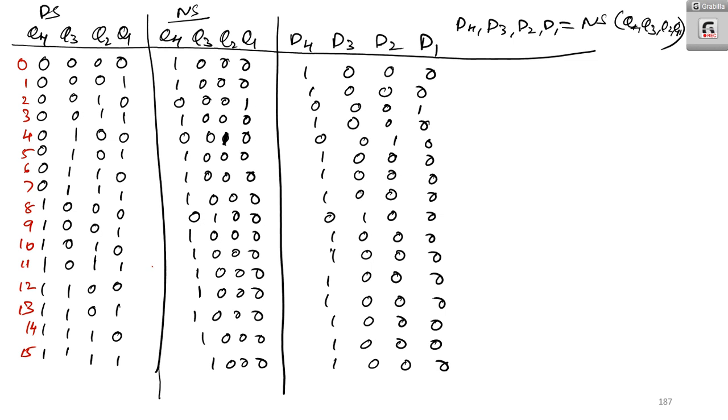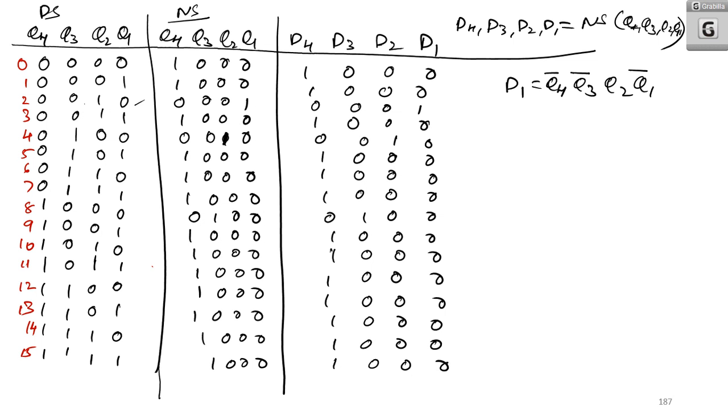Now, how can we take D1? D1 is 1 only for state 2. Therefore, we can write D1 is equal to Q4 bar, Q3 bar, Q2, Q1 bar.